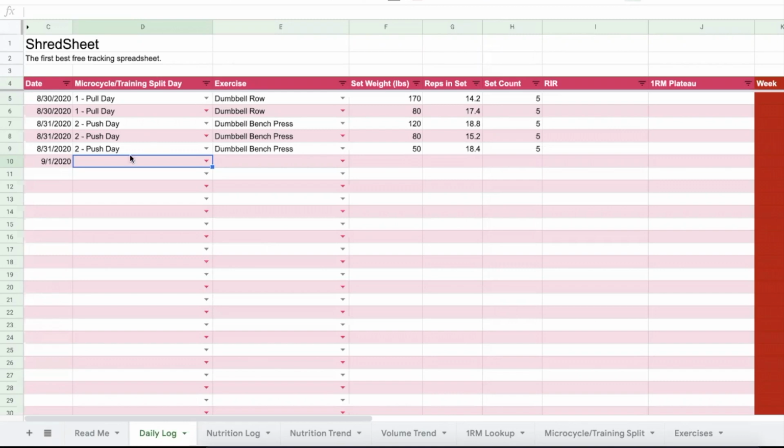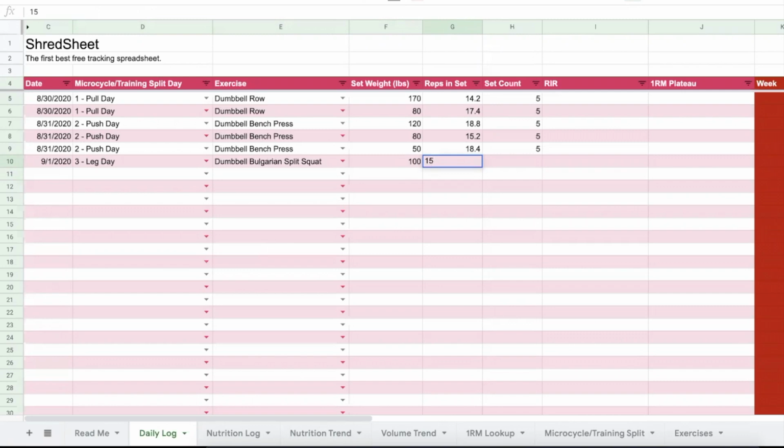Hey, so I just finished a leg workout and I'm entering that into ShredSheet for the day. So this is my leg day, and I did my dumbbell Bulgarian split squat. I did that with 100 pounds for 15 reps on each set.